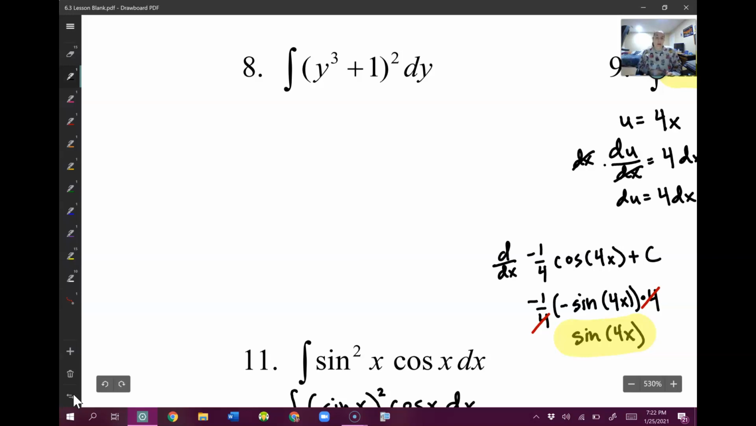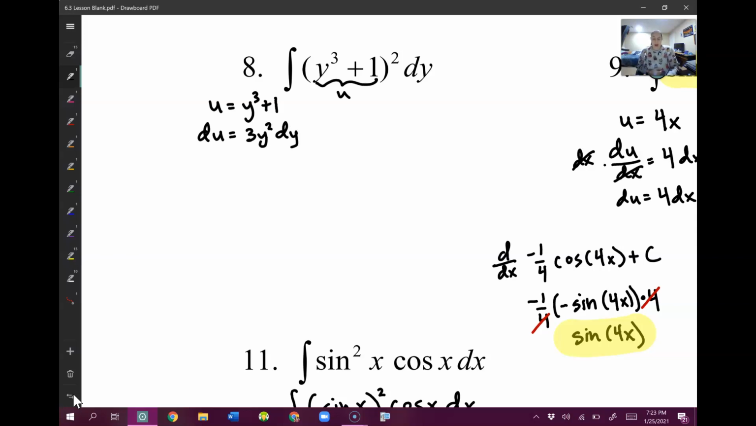Okay, I'm actually going to do this one with you because it's a little weird. Now, usually what's on the inside is our u. So we're going to say u equals y cubed plus 1. So then du is going to be 3y squared dy. Now, if I go to rewrite this, I could add that 3 and the 1/3 to balance it, so I get the 3 and the dy.